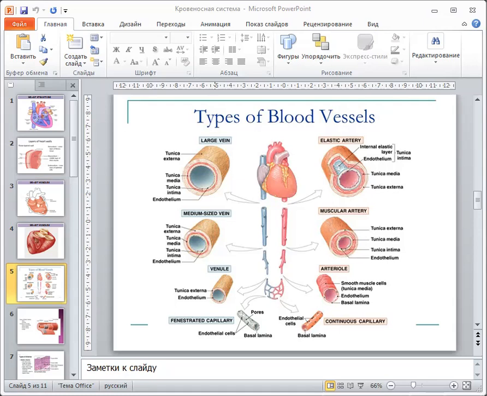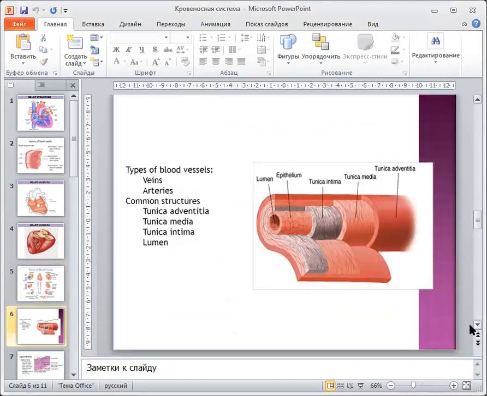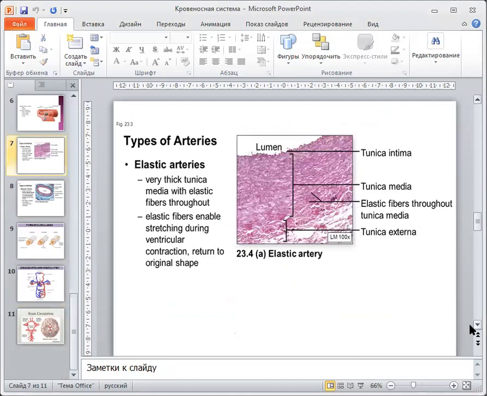Second type, the arteries of muscular type. These include the vertebral artery, brachial artery, radial artery, popliteal artery, brain artery, and others.